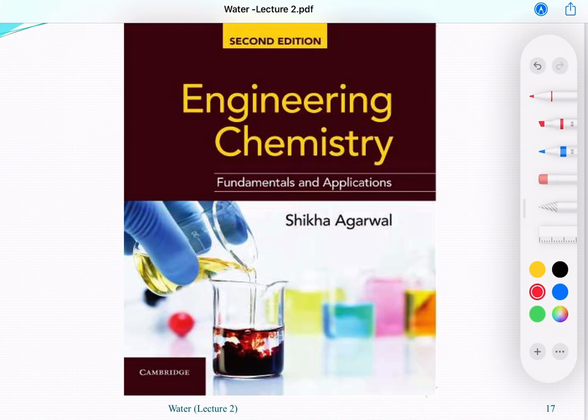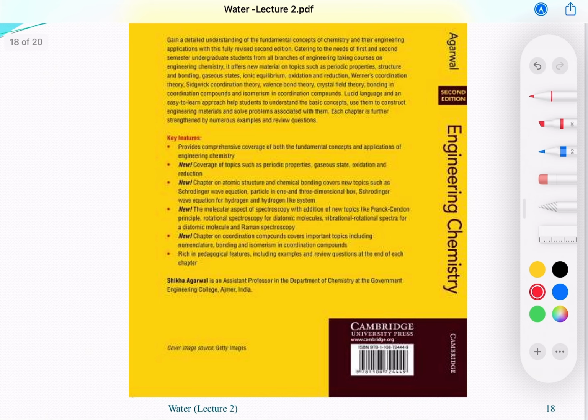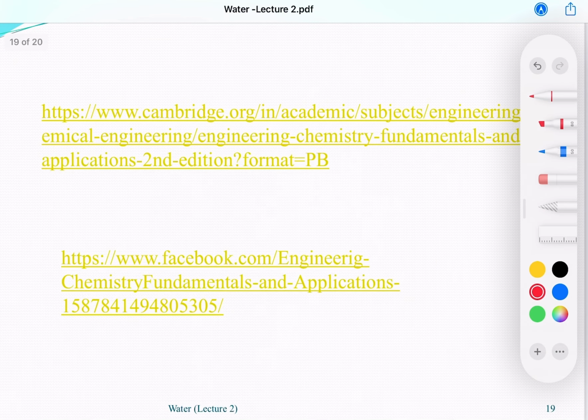Now this is the book that I have used for reference. So this is Engineering Chemistry. The book has been written with the publisher Cambridge University Press. So you can search it on internet. Now this is the back cover of the book. So this is all I have dealt with in this chapter. These are the links of this book. You can have a look at these links and you can have a look at this book.